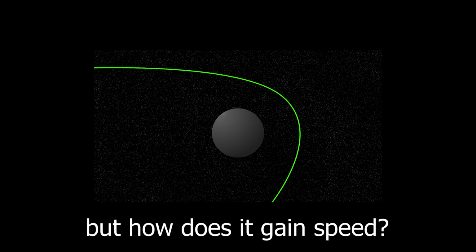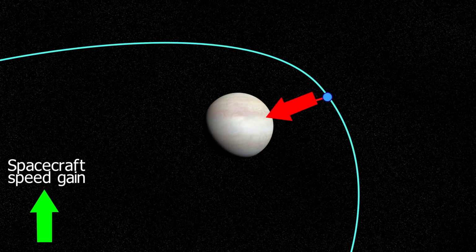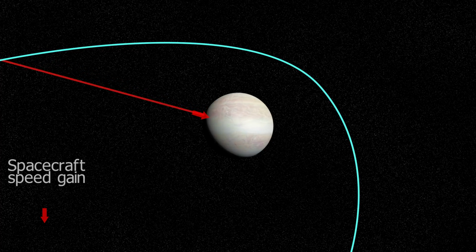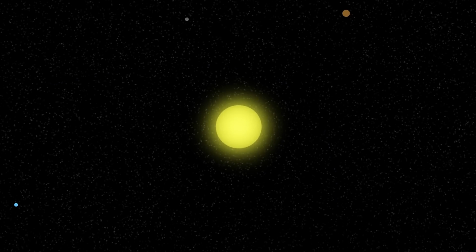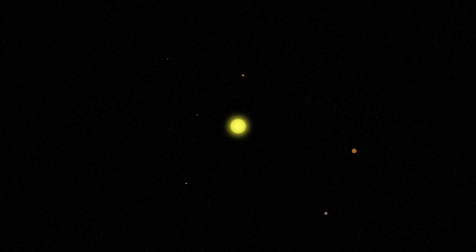Doesn't that defy the laws of conservation of energy? No. Why? Well, when the spacecraft approaches Jupiter, it accelerates. But when it leaves Jupiter again, it decelerates. This means that the spacecraft simply changed the direction of its trajectory and hasn't gained any speed relative to Jupiter. A gravity assist can, however, increase the velocity of a spacecraft relative to the Sun.